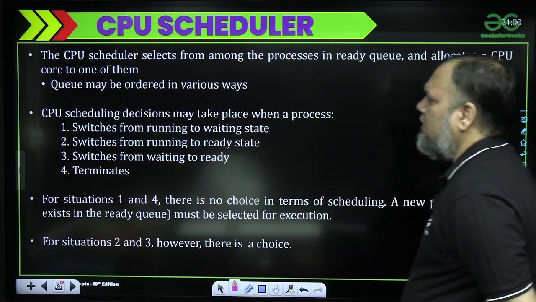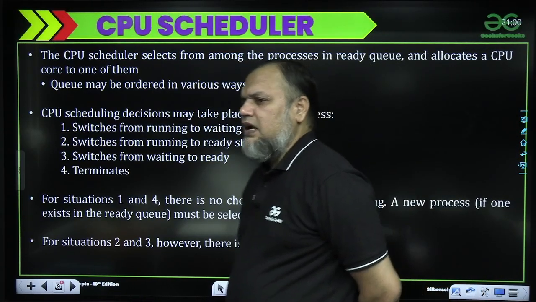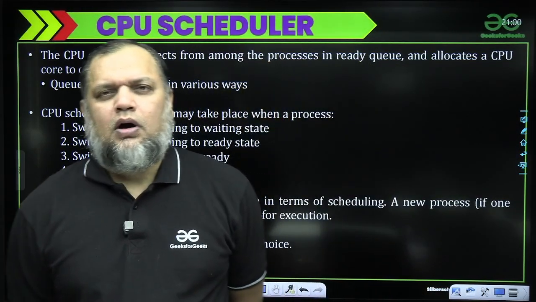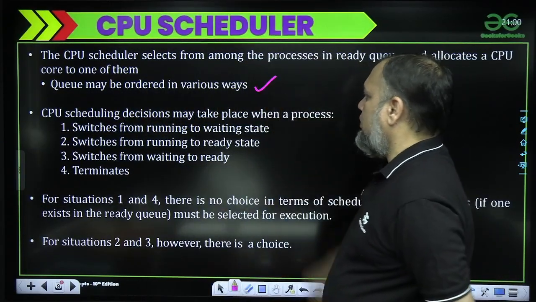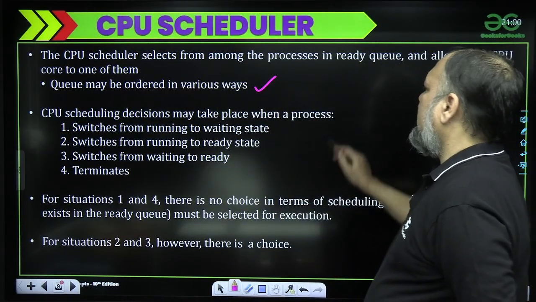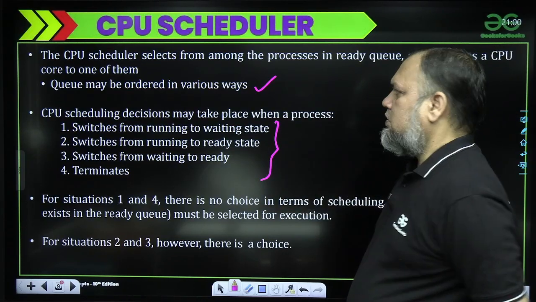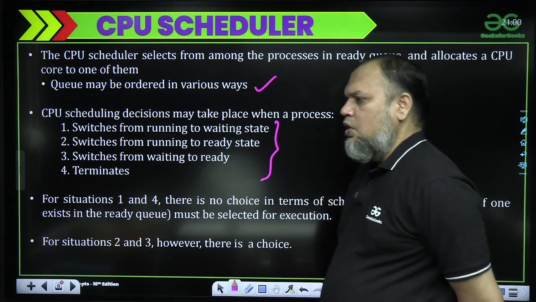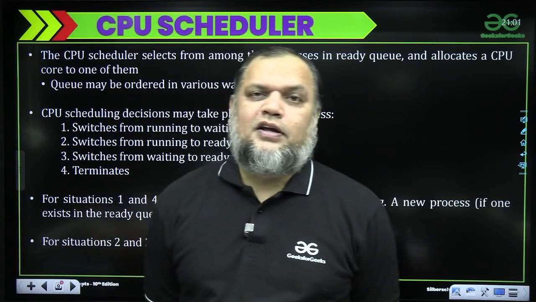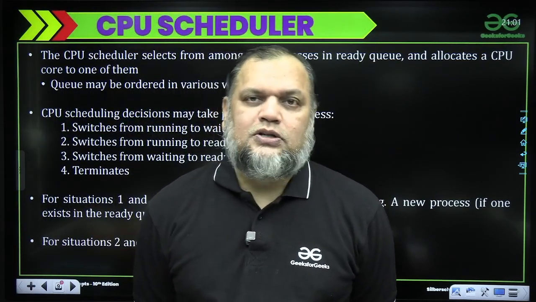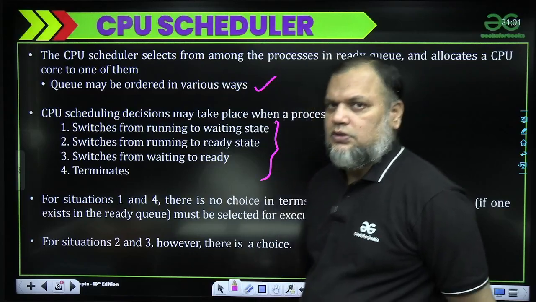The queue can be ordered in various ways. For example, I can implement the queue as a FIFO queue, a LIFO queue, or a priority queue. That's what this point says, it can be ordered in various ways. The decision can take place in any of these four conditions. Listen to this, this is a very important point. When does the CPU scheduler get activated? When does the short-term scheduler get activated? When do I have to actually make a decision? There are four conditions. Look at this.